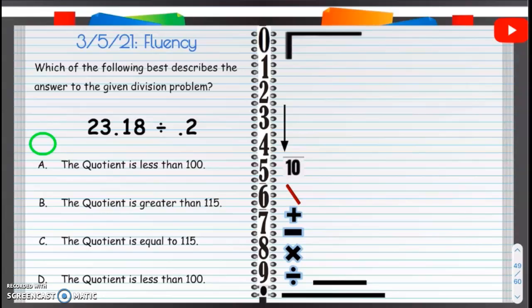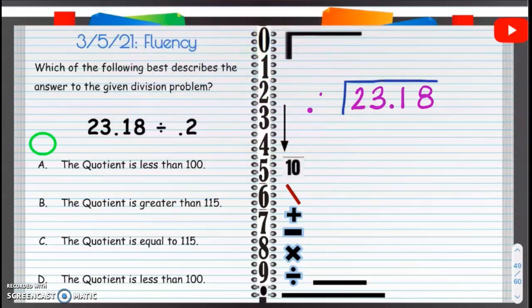All right, our fluency: which of the following best describes the answer to the given division problem? So let's go ahead and divide. So we have 23 and 18/100ths divided by 2/10.